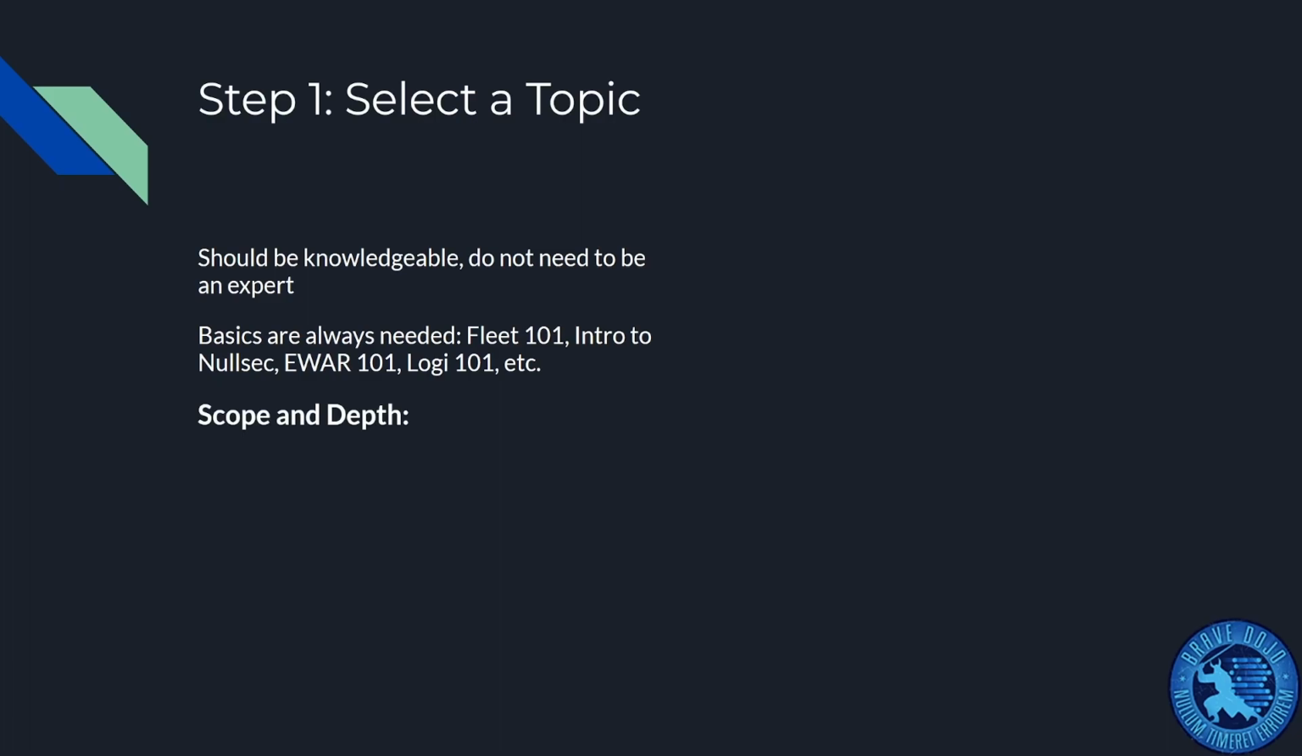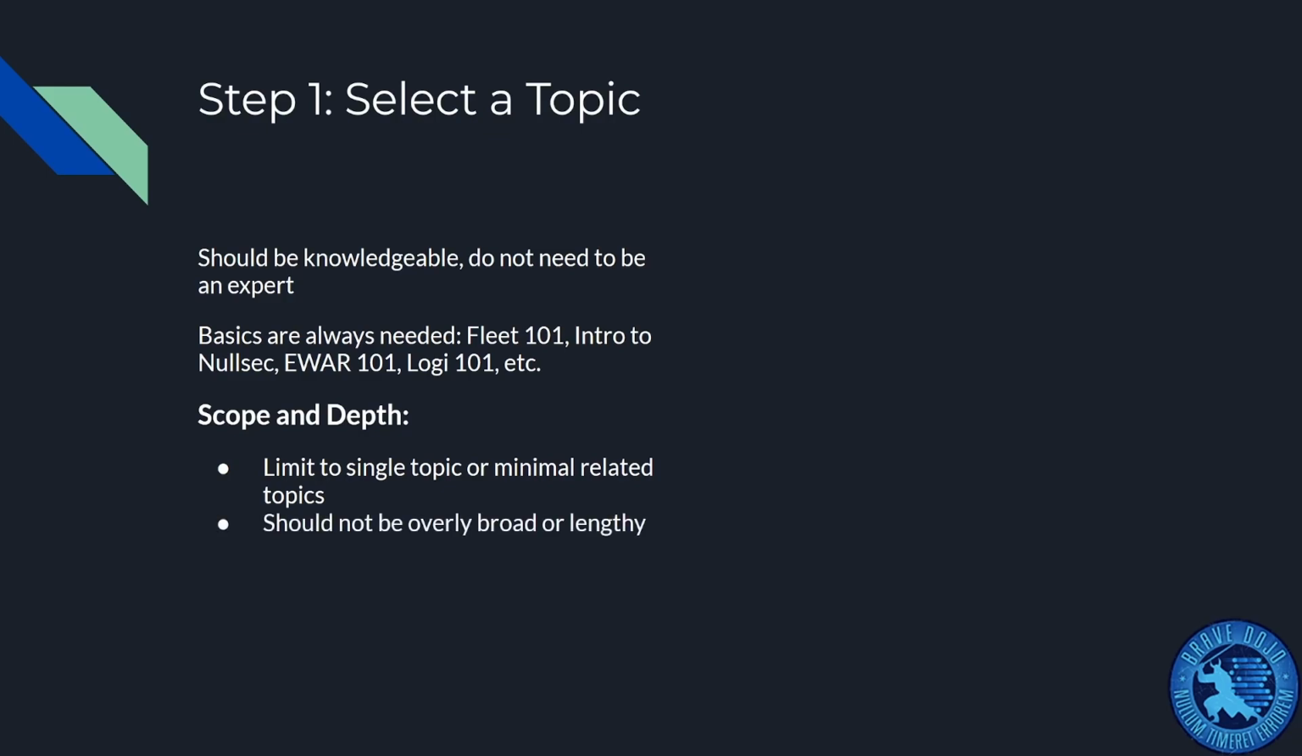And when you're picking your topic, you should consider the scope and depth. You should limit your class to a single topic or a minimum number of closely related topics. You want your class to be cohesive overall. You don't want it to be overly broad or lengthy. We want to be respectful of people's time. 30 minutes is a good length, although sometimes it is not possible to get everything out in 30 minutes, but we don't want to go too much over an hour wherever possible.